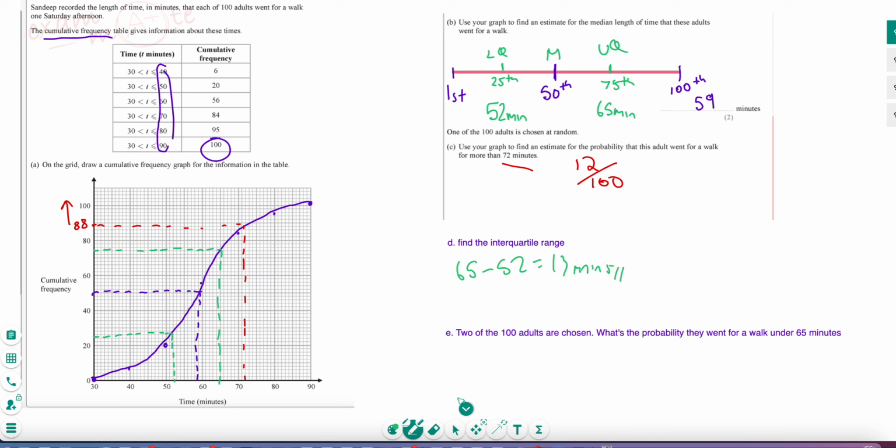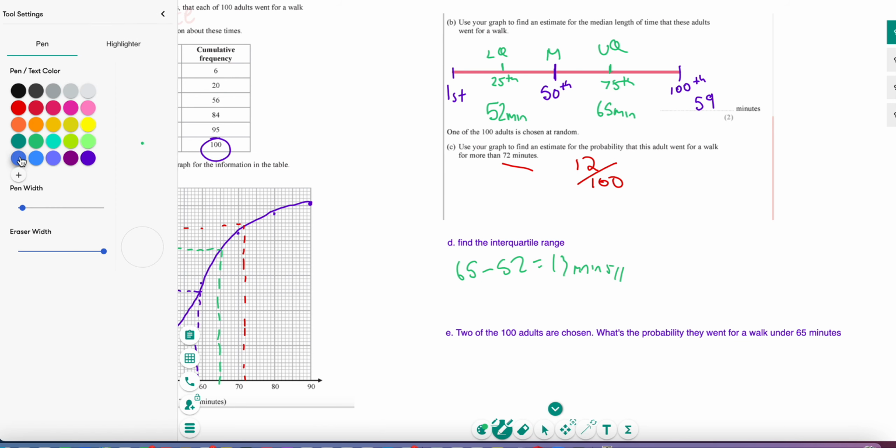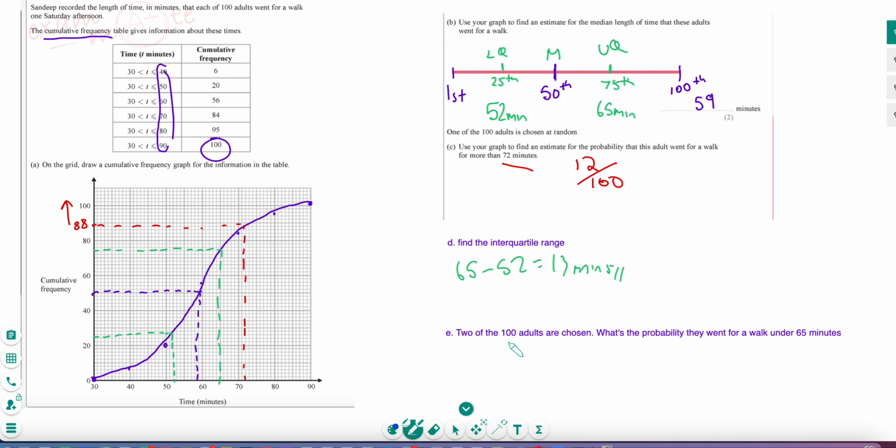All right, next one. 2 of the adults are chosen at random. What's the probability they went for a walk under 65 minutes? So 65 minutes is about here. Oh, it's the same as lower quartile.